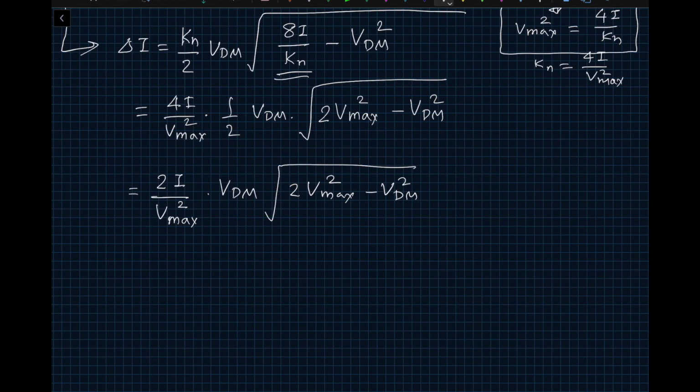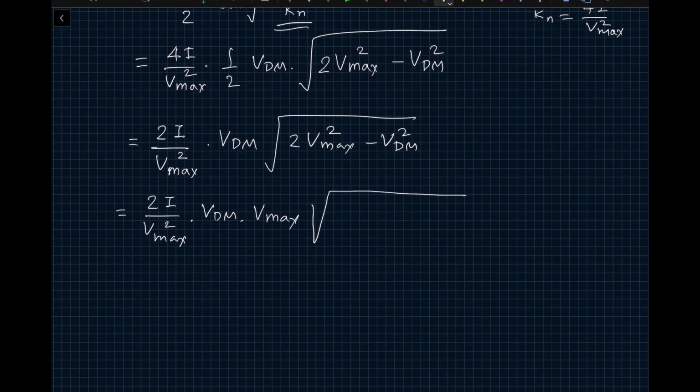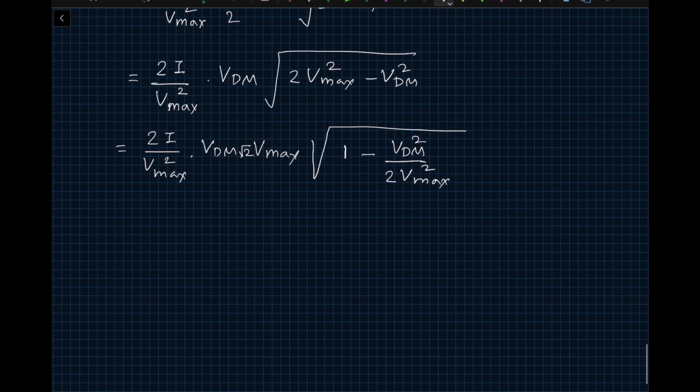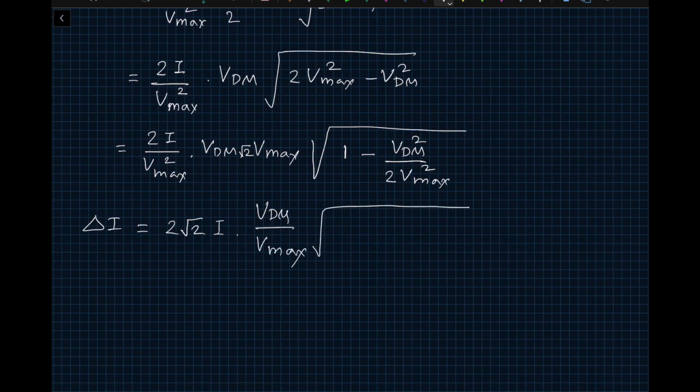I can pull Vmax out, and what you would get then is 2I by Vmax square VDM, and then I'm pulling out Vmax from inside the square root term, so let's bring out square root 2 Vmax. So this would become 1 minus VDM square divided by 2 Vmax square. Now we can collect the terms. Delta I will be equal to 2 root 2 times I, and one of the Vmax will go away, and you'll get VDM divided by Vmax, and now it will be very clear to you what's going on. And in the square root, what you're going to get is 1 minus half VDM divided by Vmax square.